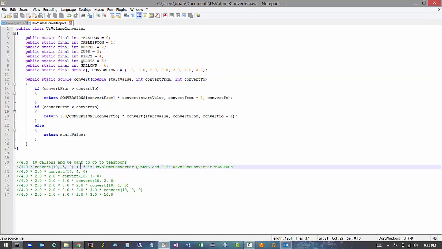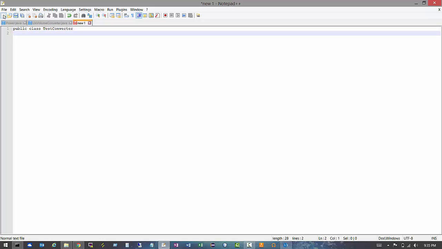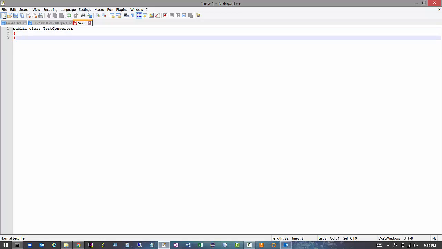Again, talking before I act, this was meant to just be sort of a library like the math is. I need one additional program which will hold my main. I'm going to just call that public class TestConverter. And that is going to have a public static void main String args.